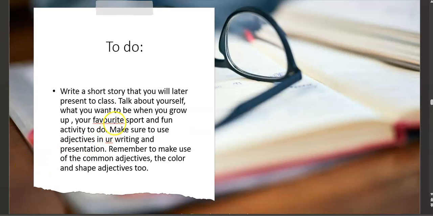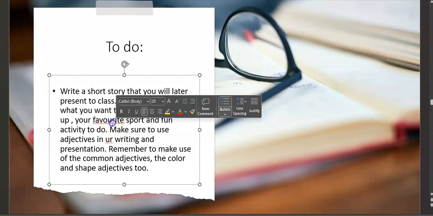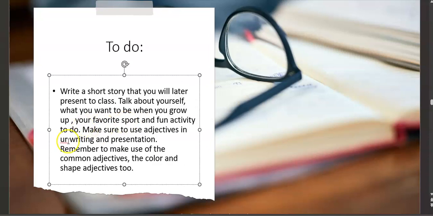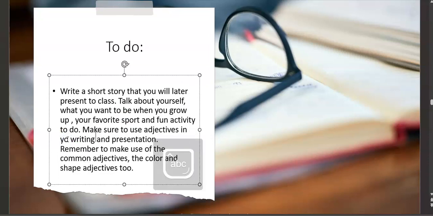So the activity here is to write a short story. I want you to write a short story that you will present to class. So you write the story, and later you will present the story to class. It's just a simple story, and in this simple story, I want you to talk about yourself.